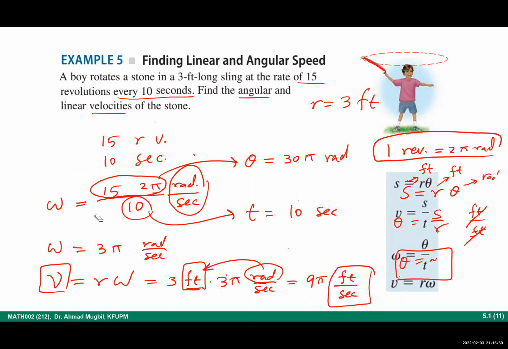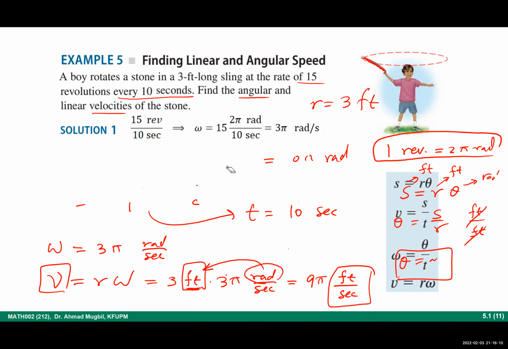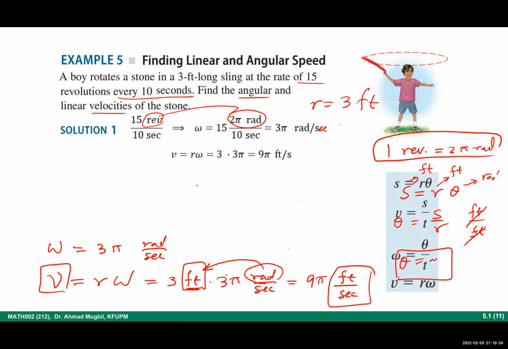This is one way. What we did is solution number one. Let me show you another solution, but what we did is of course the best solution. We had 15 revolutions per 10 seconds. We converted one revolution to 2 pi radians, and in that case we obtained omega, the angular speed, in radian per second. The linear speed is r multiplied by omega, as we did. Usually we prefer to write it in seconds.